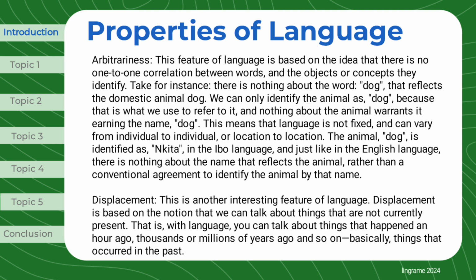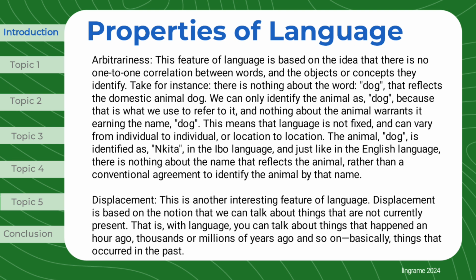This means that language is not fixed, and can vary from individual to individual, or location to location. The animal, dog, is identified as Kita in the Igbo language, and just like in the English language, there is nothing about the name that reflects the animal, rather than a conventional agreement to identify the animal by that name.